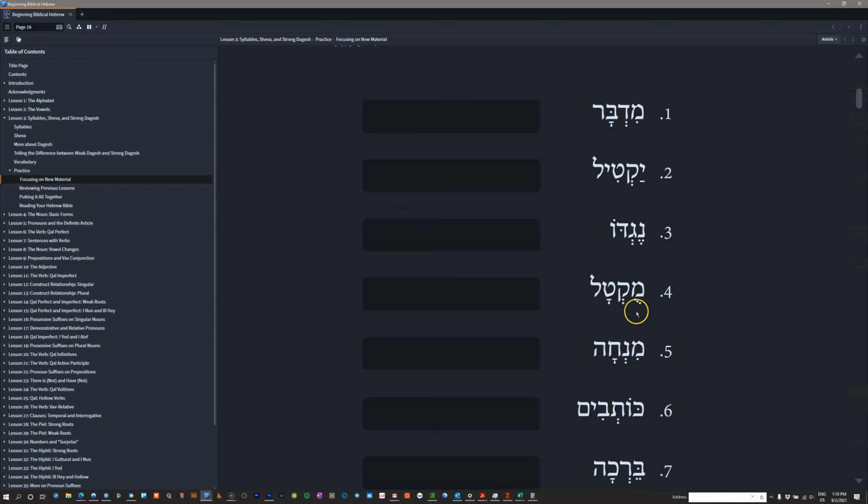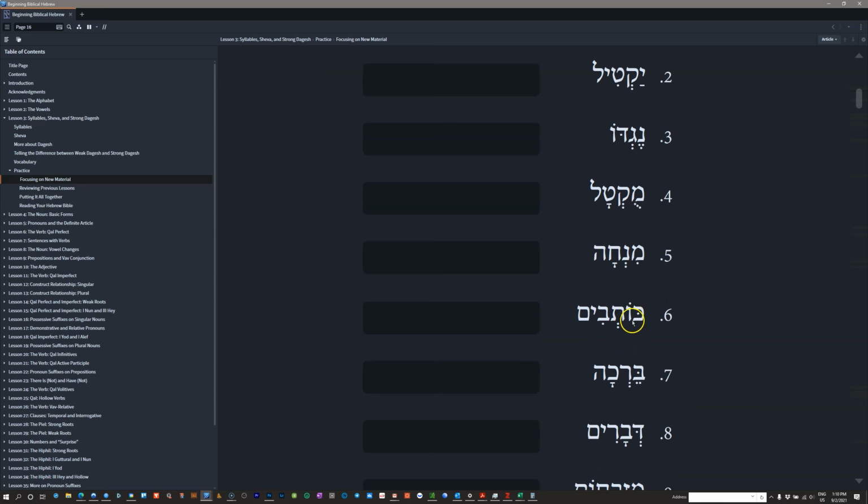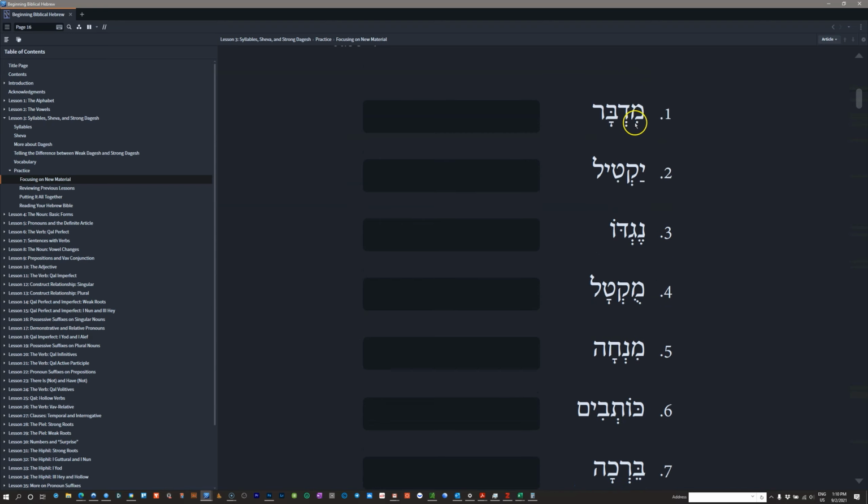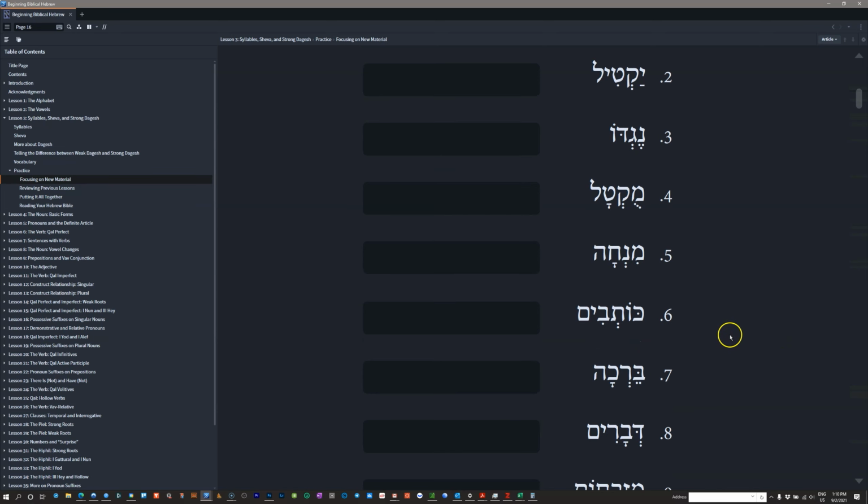Number 4, we've got a Sheva here preceded by a kibbutz. Is kibbutz short? Yes. So the Sheva here is silent. Muk-tal. Oh, sorry, I missed number 5. Number 5, we've got a Sheva preceded by a hirik. Is hirik short? We already decided up here in number 1 that hirik was short. Therefore, Sheva is silent. Mincha.